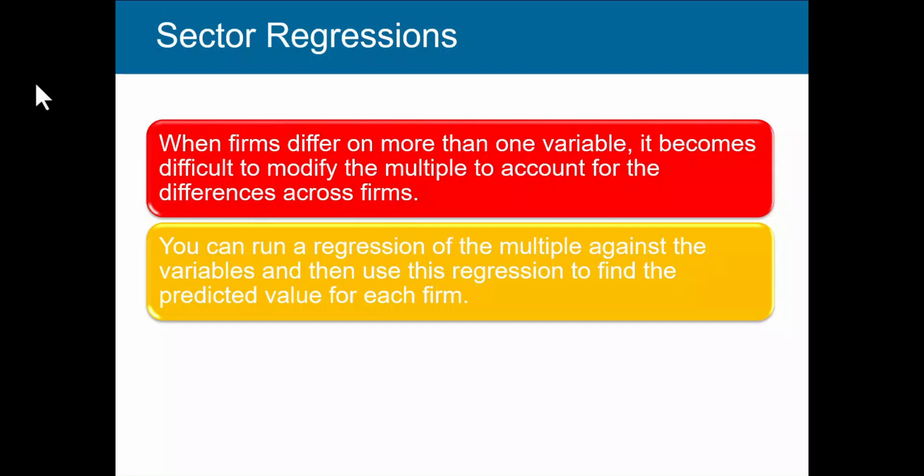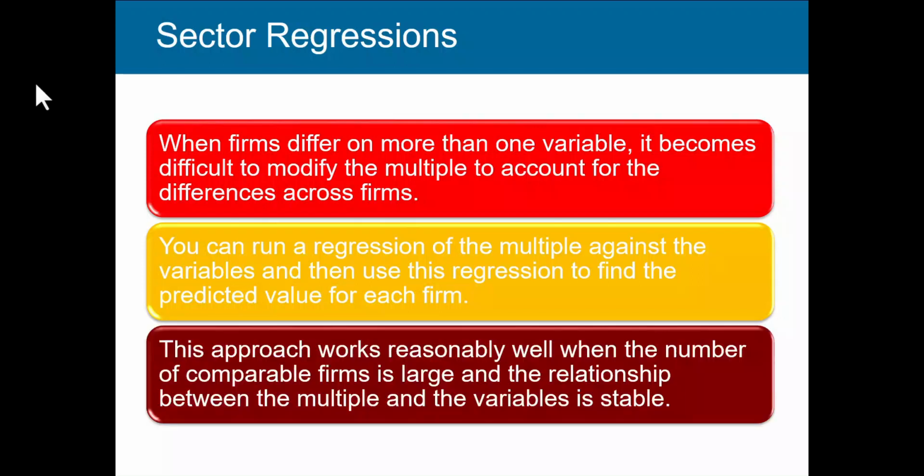So then the best way is to find what should be the predicted PE. If the PE ratio of the company is 15 and the predicted PE ratio comes to 12, then we say it's overvalued. So how do we calculate the predicted PE ratio? By looking at the regression technique. So that is the question, and we'll answer that.